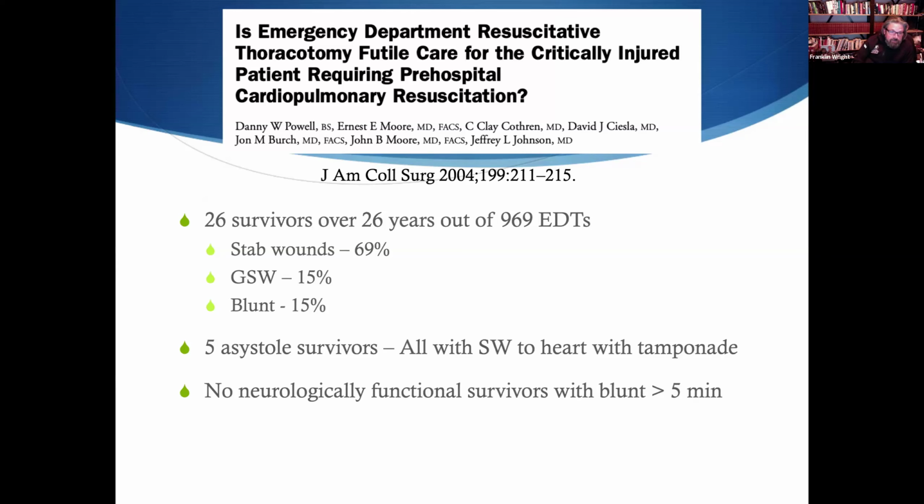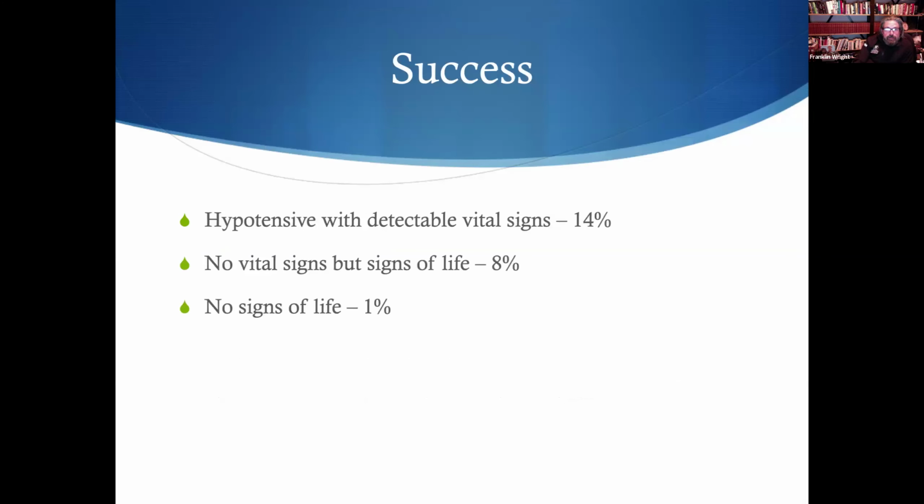The only people that survived with asystole all had stab wounds to the heart with tamponade physiology. And importantly for this study, there were no neurologically functional survivors with blunt trauma that had over 5 minutes of CPR. So if you had more than 5 minutes of arrest, you did not survive in any meaningful fashion. Even if we got people back, they were neurologically devastated, with no meaningful survival.